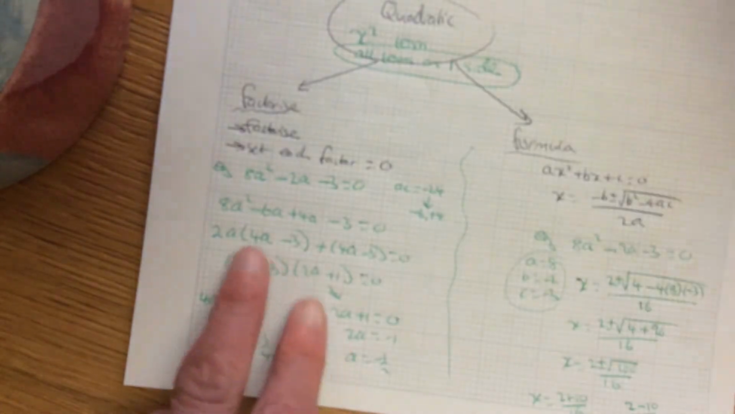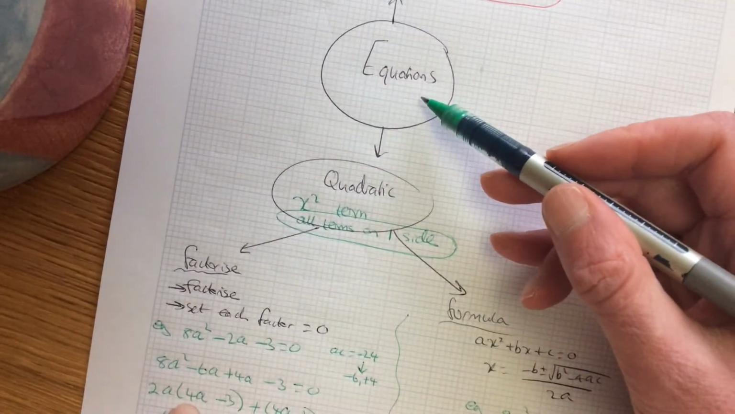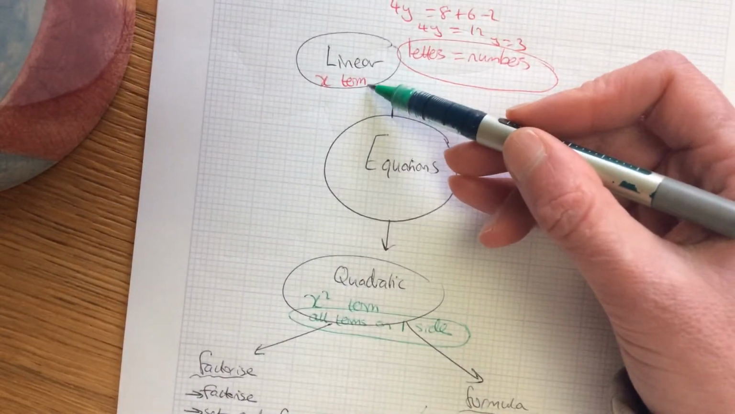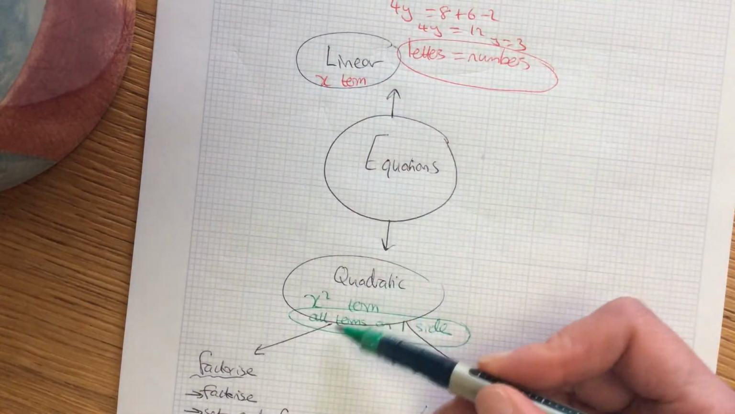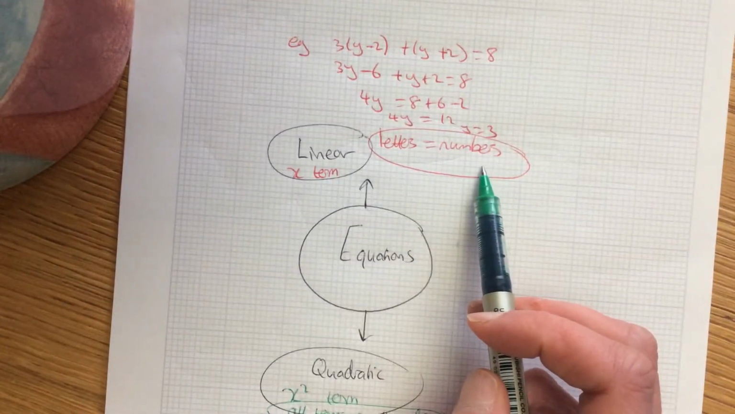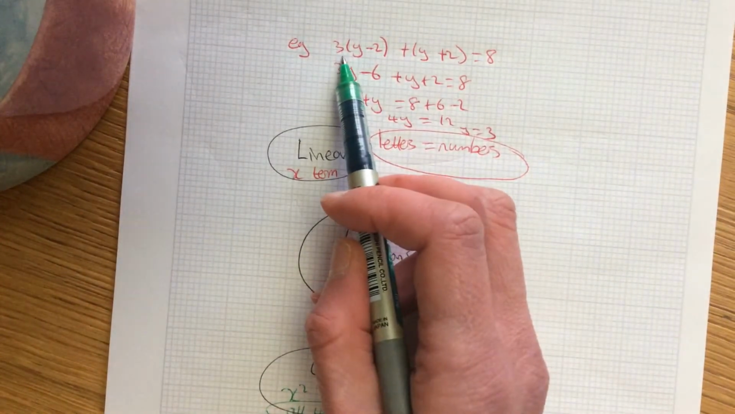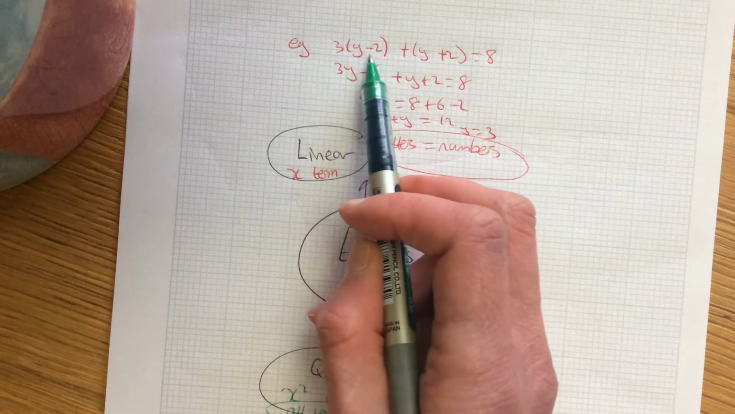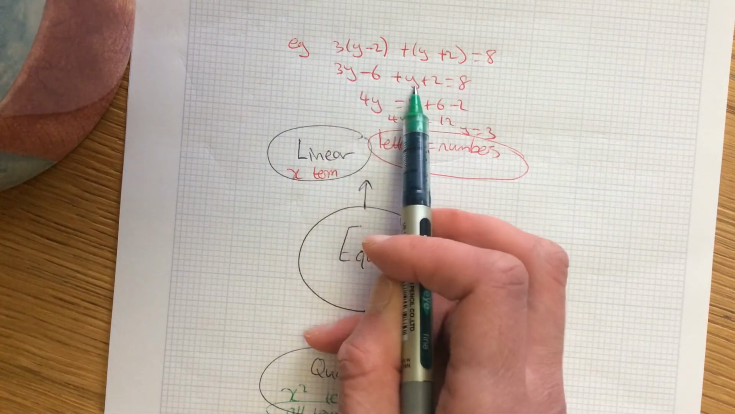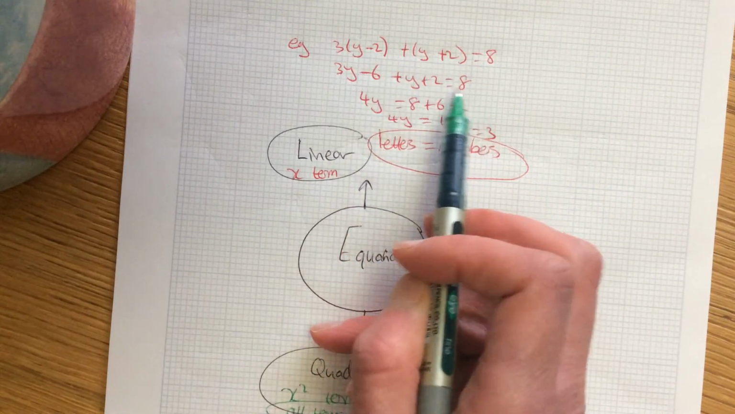Okay, the next one is equations. You've got two types of equations: linear, those are only the x's, and quadratics, they're x squareds. If you have a linear, letters equals numbers. That's the key. So if you look at this wee example here, times out your bracket, tidy it up, that's called simplifying it.